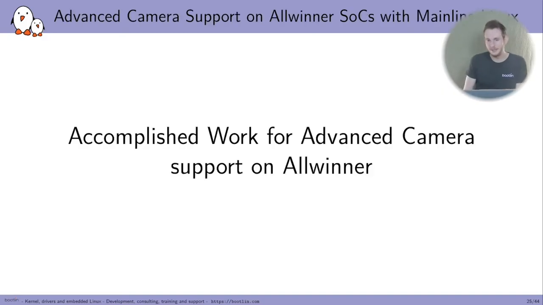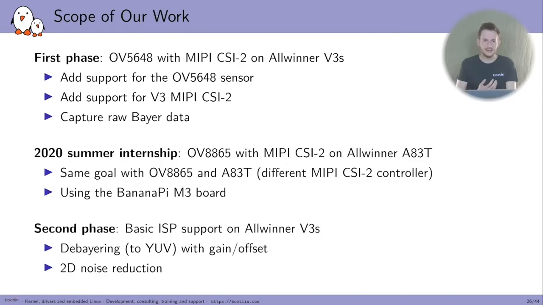So now let's talk about the specific work that I have done for advanced camera support on Allwinner. So we can see that basically all of the basic pieces that we need to support it are available in V4L2. So what was left was to actually add support for the relevant components. So the scope of this task was first to add support for some specific sensors that we were going to use, which use MIPI CSI2. So on my side, I worked on the OV5648 with MIPI CSI2 on the Allwinner V3S.